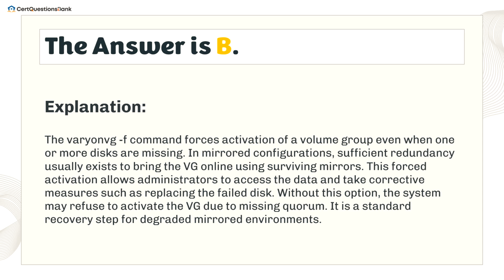The varyonvg -f command forces activation of a volume group even when one or more disks are missing. In mirrored configurations, sufficient redundancy usually exists to bring the VG online using surviving mirrors. This forced activation allows administrators to access the data and take corrective measures such as replacing the failed disk. Without this option, the system may refuse to activate the VG due to missing quorum. It is a standard recovery step for degraded mirrored environments.